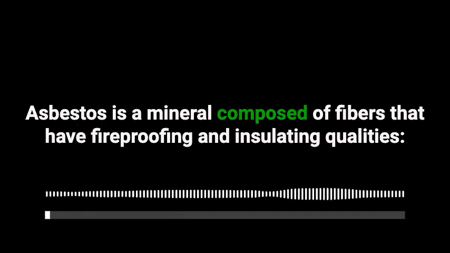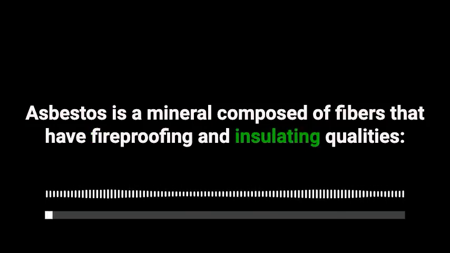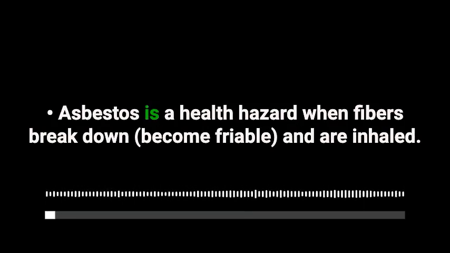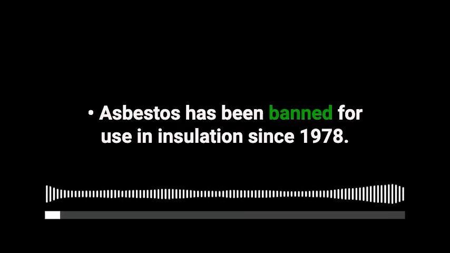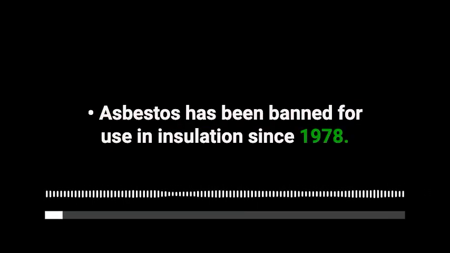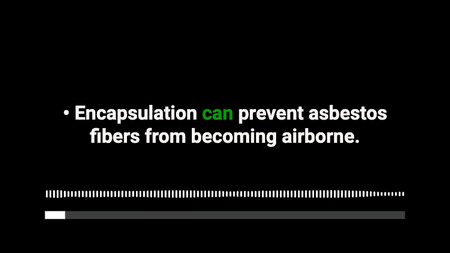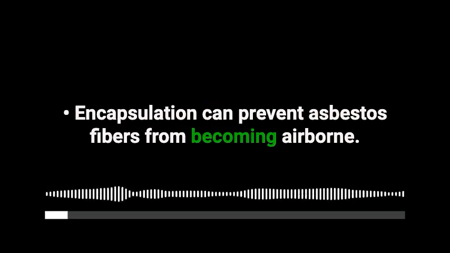Asbestos is a mineral composed of fibers that have fireproofing and insulating qualities. Asbestos is a health hazard when fibers break down and are inhaled. Asbestos has been banned for use in insulation since 1978. Encapsulation can prevent asbestos fibers from becoming airborne.